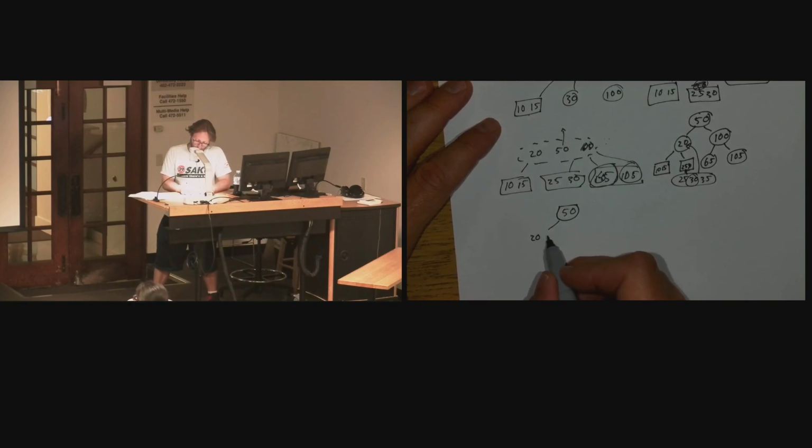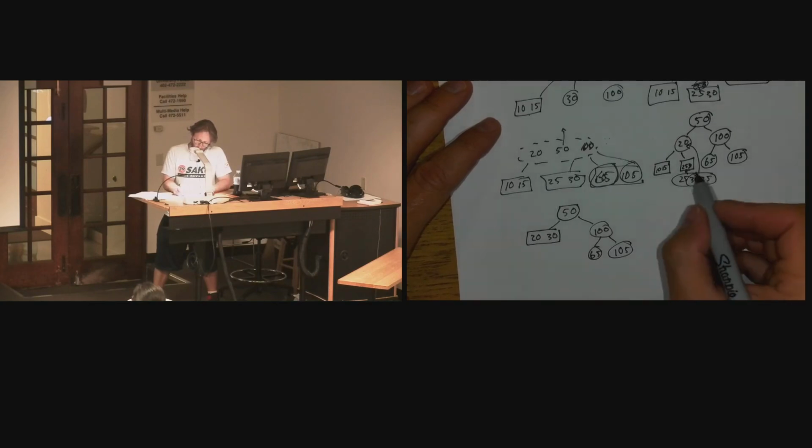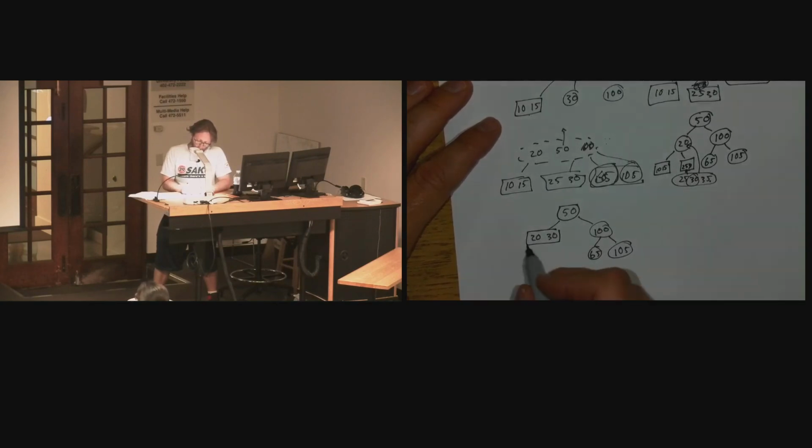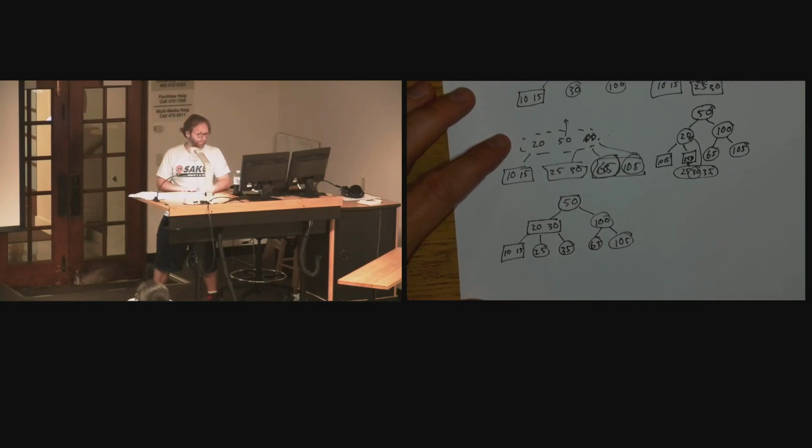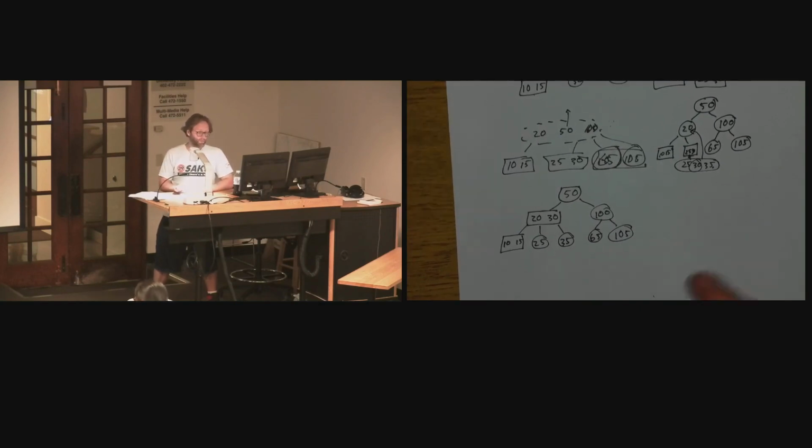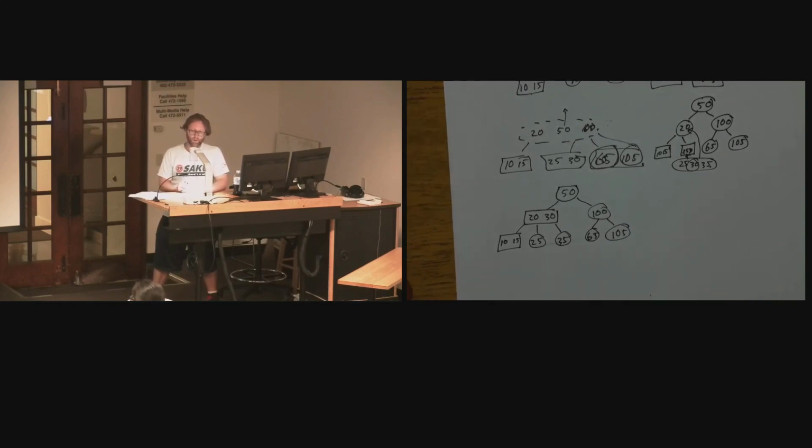20 and 30, 100, 65, 105. And the 25, 35, and this gets split to be the three children, 25 and 35. There. So a variety of 2 nodes, 3 nodes, but they're all at the same level because you always insert as a leaf. Right?